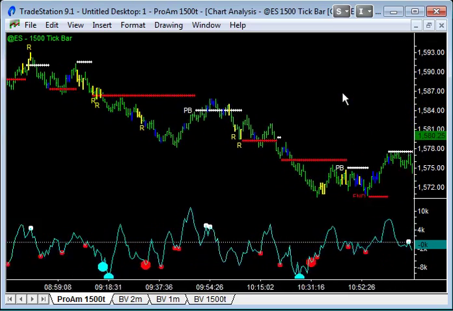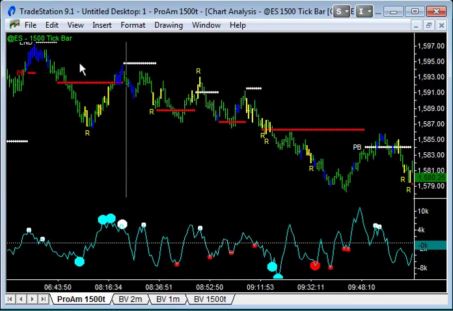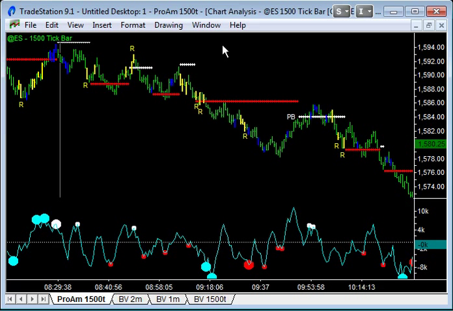So Better Pro-Am is showing you where the amateurs are active, where the professionals are active, and playing along, fading the amateurs, which is going the opposite direction of the amateurs, and then going along with the professionals.